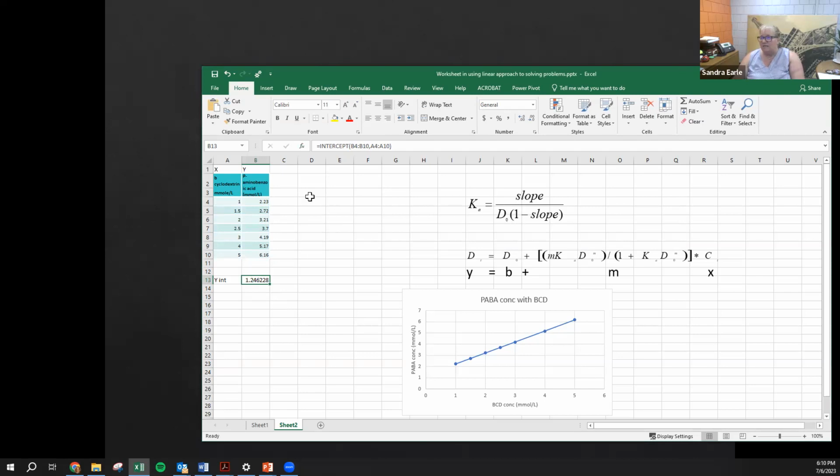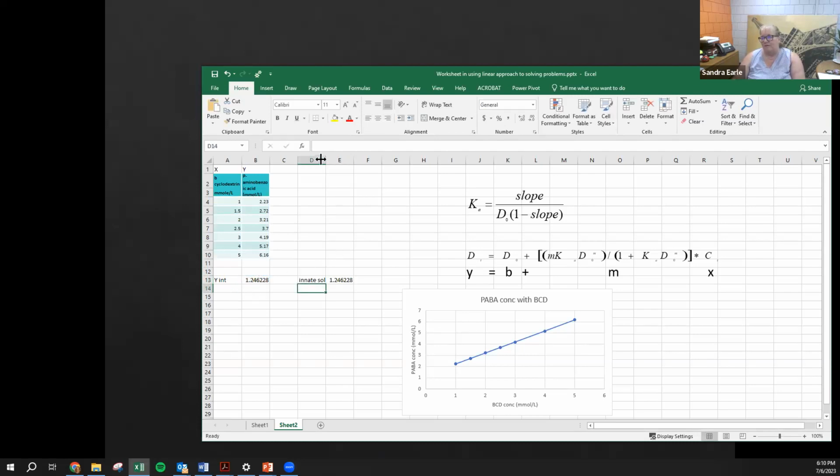So our S0, in this case, our innate solubility of PABA is this number here, 1.24. So I can just put this right in here. So I'm going to say equal to that number there.